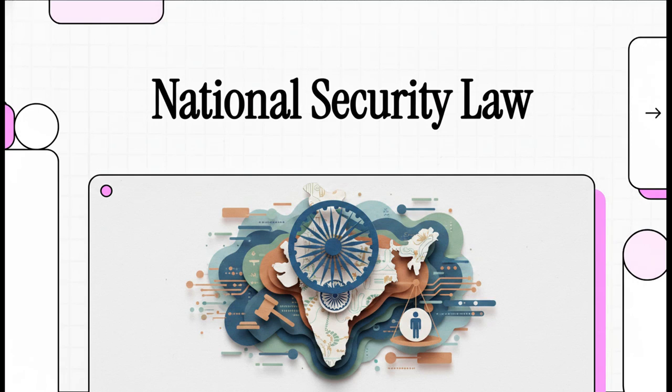Today, we're jumping right into the incredibly complex architecture of India's national security laws. I mean, if you've ever wondered how the legal machinery of a massive state actually operates when the stakes are literally at their highest, well, stick around.